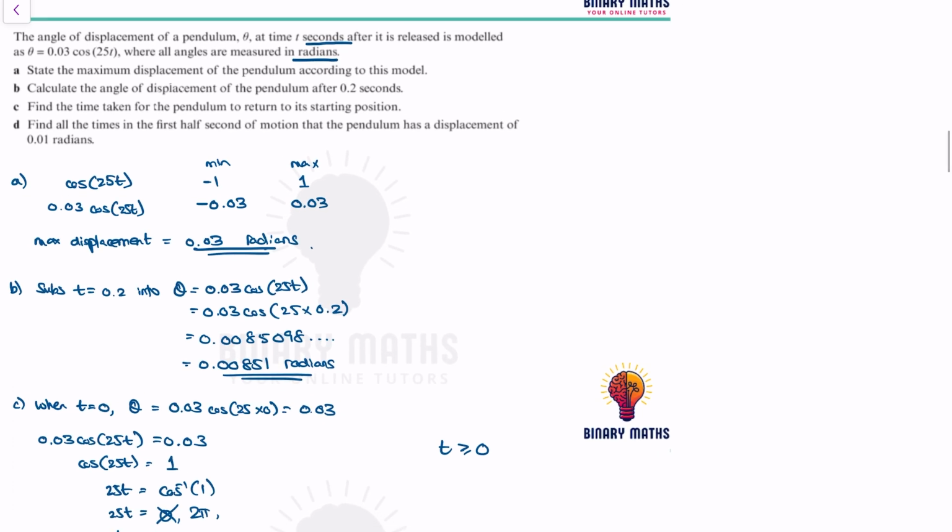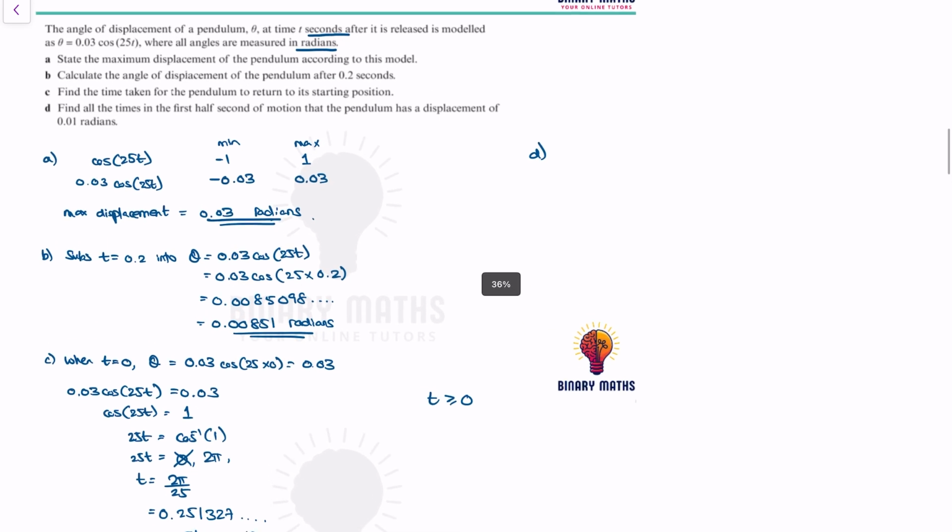Now, 2 pi divided by 25 is equal to 0.251327. If I round it, I get 0.251, and it's measured in seconds. Okay, D, find all the times. So I'm going to do D here. It's the last space, but I'll do it here.